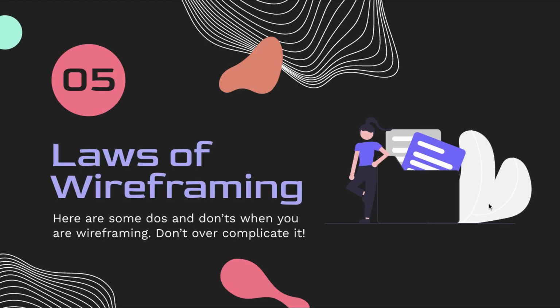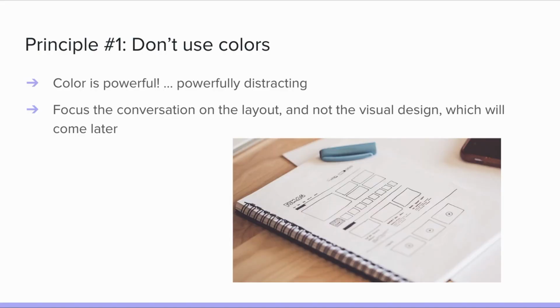Alright, so now we're going to talk over some laws of wireframing and some do's and don'ts. First, you don't want to use color. Color is very powerful. Like in English classes, you explore imagery, how colors can really add elements and layers to literature. So obviously, color has its powers, and in wireframing, it can be very powerfully distracting.